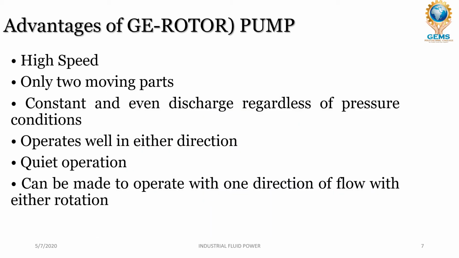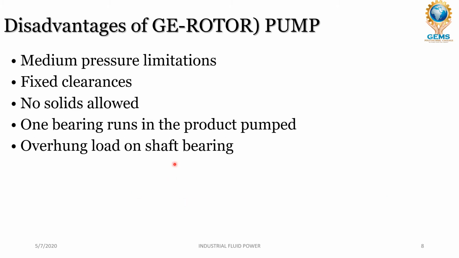Let's see the advantages of the G-rotor pump. It has high speed, only 2 moving parts, constant and even discharge regardless of pressure condition, operates well in either direction, and quiet operation. It can be made to operate with one direction of flow with either rotation. Now let's see the disadvantages of the G-rotor pump. It has medium pressure limitations, fixed clearances, no solids allowed. One bearing runs in the product pumped, and there is overhung load on the shaft bearing.